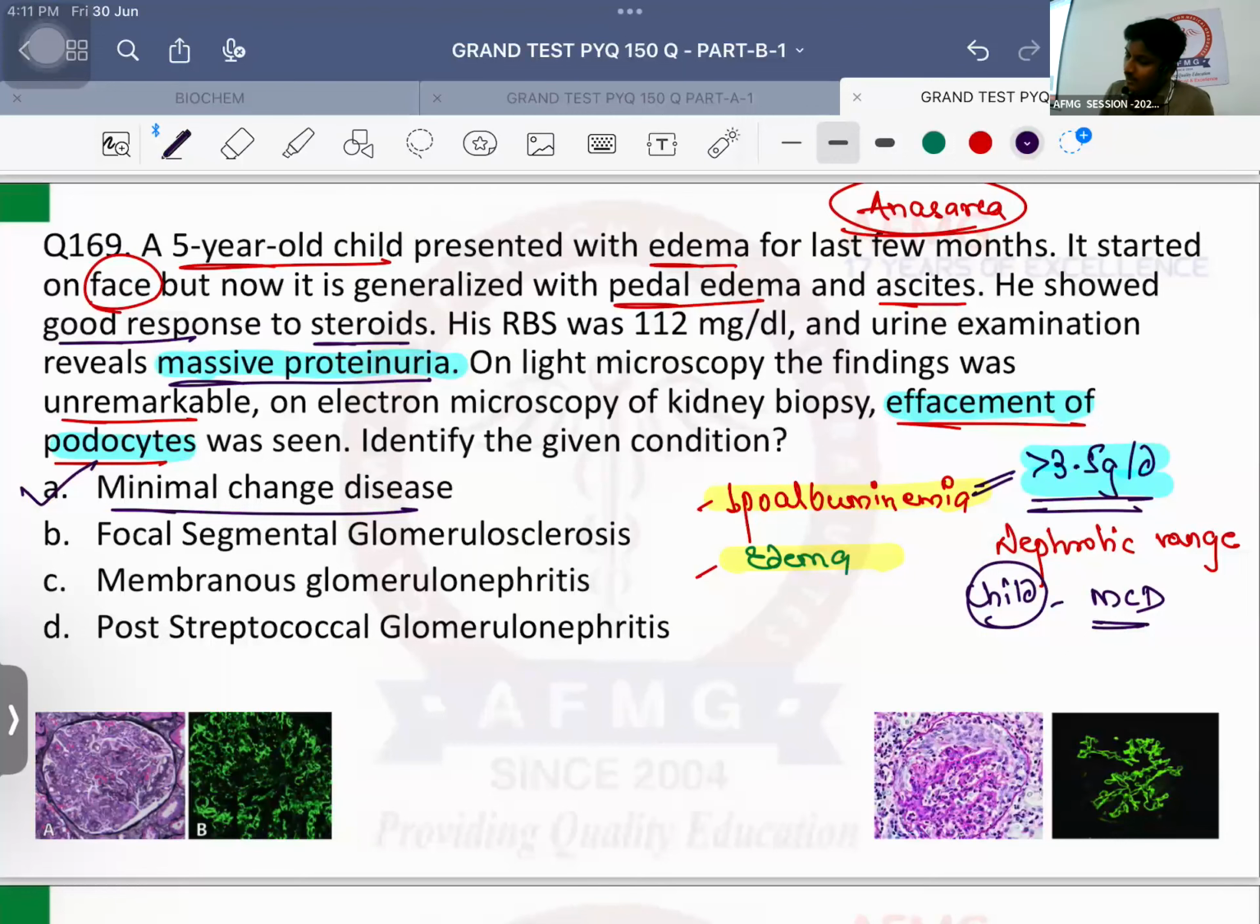That's important. Okay, light microscopy shows no changes in cases of minimal change disease. That is why it is called minimal change. Okay, please remember. And electron microscopy only shows the changes. And what is seen on electron microscopy? Effacement of podocytes. Immunofluorescence shows what?